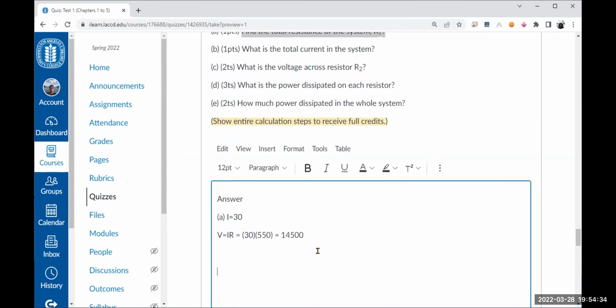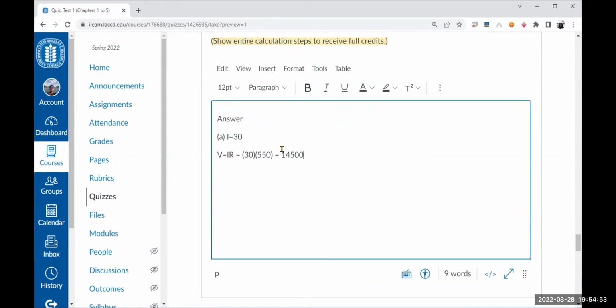And that would be great. And then I look at the answer. If the answers are right, I mark it right away. If the answer is not right, I look at the steps and give partial credit. So if you can put the entire calculation steps, that's superb. So we have this and we have that.